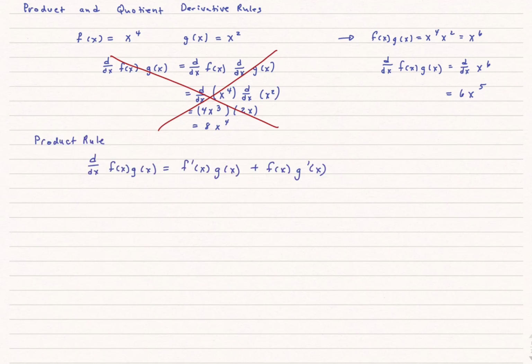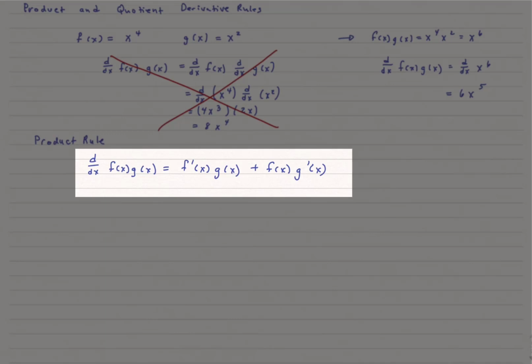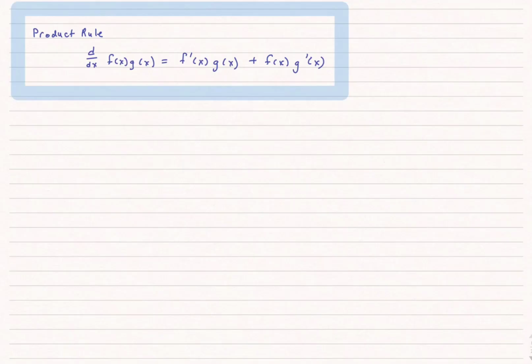I'm going to give you what the product rule is, and then I'm going to go ahead and prove it. The product rule: the derivative of f of x times g of x is equal to the derivative of f of x times g of x plus f of x times the derivative of g of x. Let's go ahead and prove this by the derivative definition.